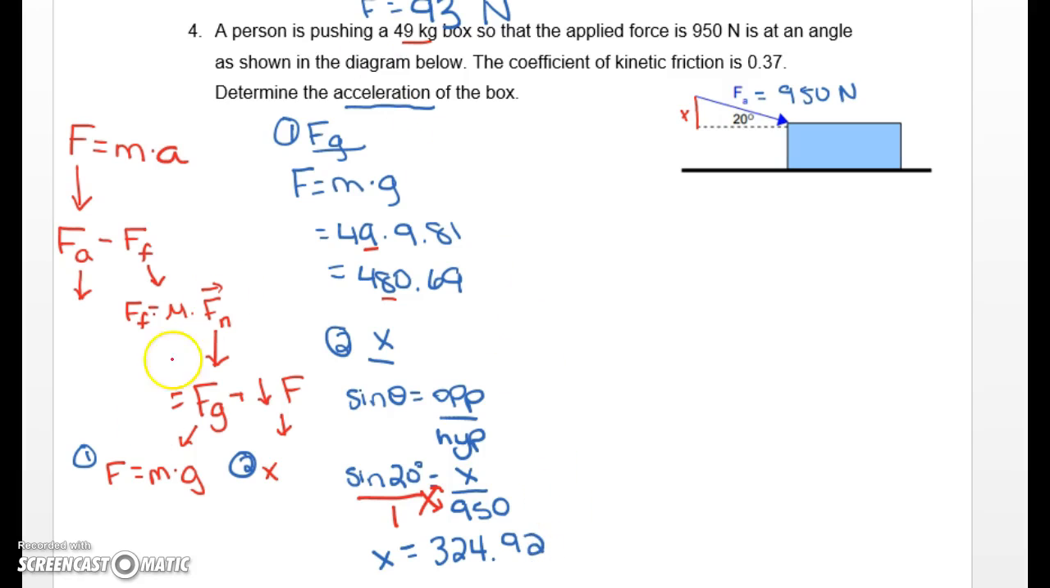Once again, we are going to keep track of sig figs here. So here, we're just going to worry about this hypotenuse here, which has 2 sig figs. So our answer will have 2 sig figs as well.